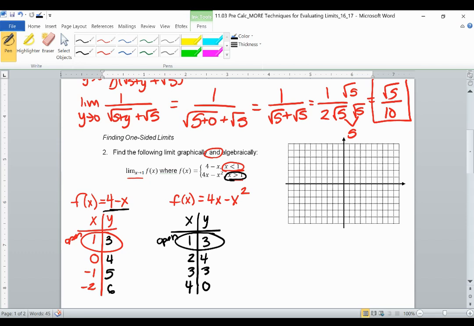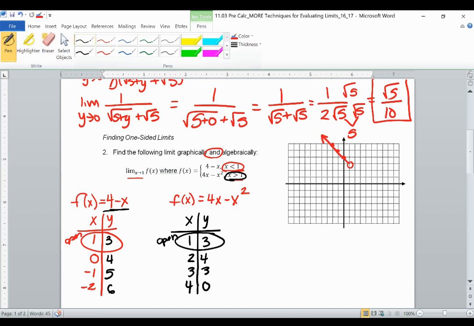And let's graph and see what we've got going on here. So let's do this first one in red. I've got the point 1, 3, 0, 4, -1, 5. And that I know continues going up. And actually this should have been an open circle at 1, 3. And it continues that direction.